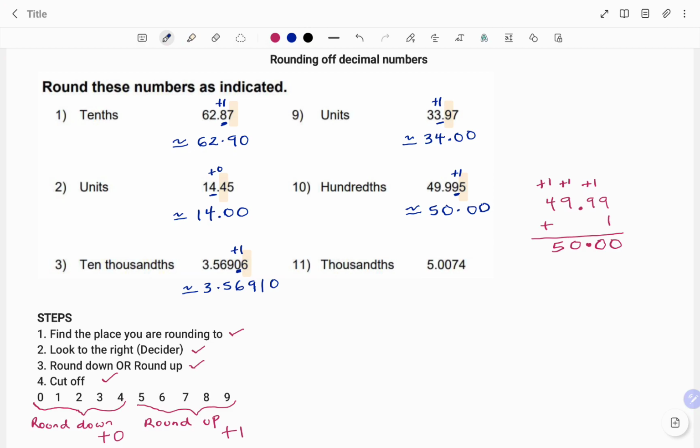And the last example, I'm rounding off to the nearest thousandth. The digit in my thousandth position is 7. If I look at the decider, or the number on the right, that's 4. That's in the lower group, that's round down. Therefore, I'm going to add 0. My final answer will be 5.000. 7 plus 0 remains 7, and I'm going to cut off the remaining numbers.